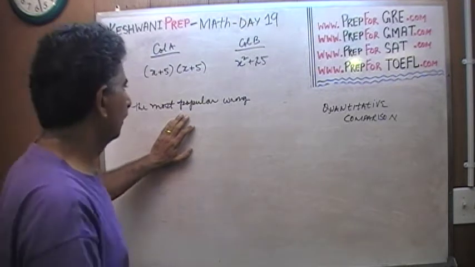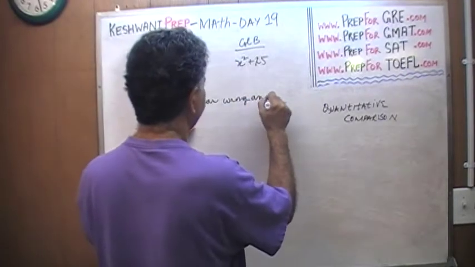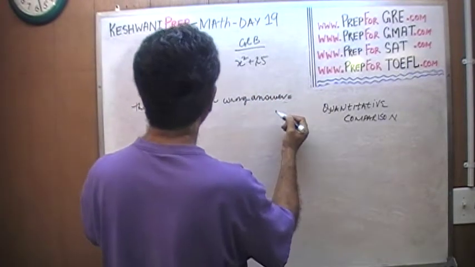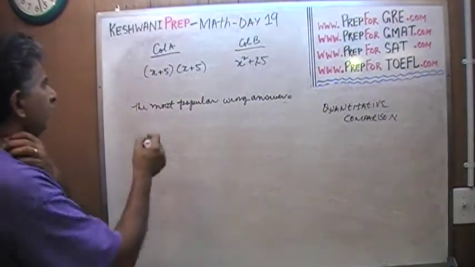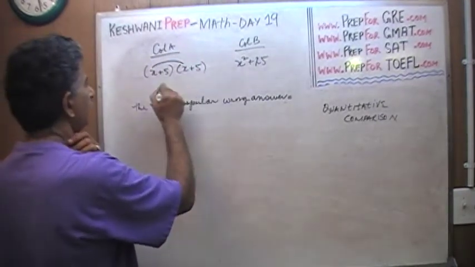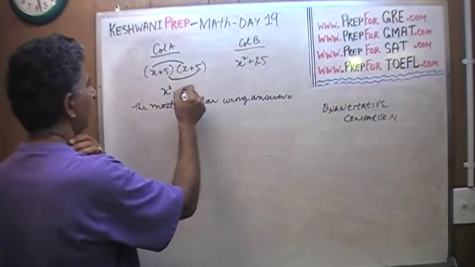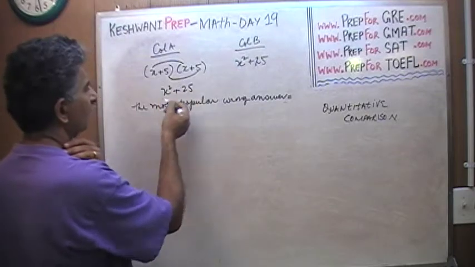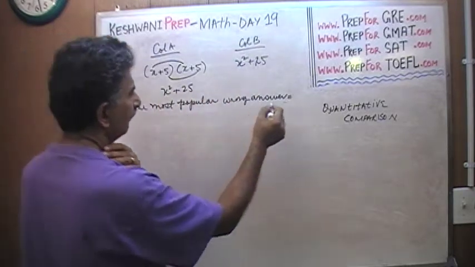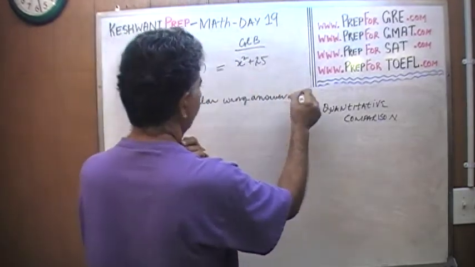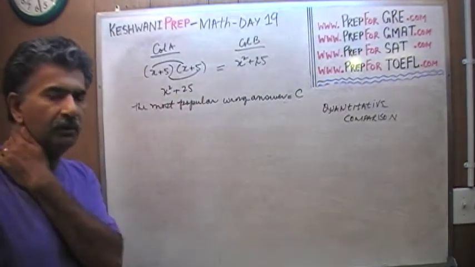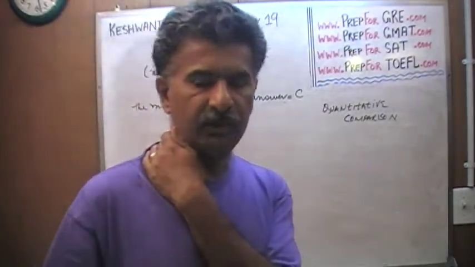The most popular wrong answer here is going to be, people are going to sit there and say x times x is x squared, and then 5 times 5 is 25, x squared plus 25, they are equal to each other, and therefore the answer is C. That's the most common error.